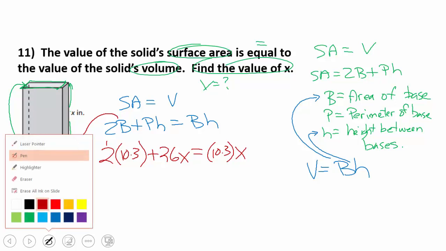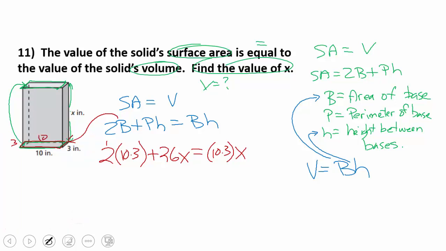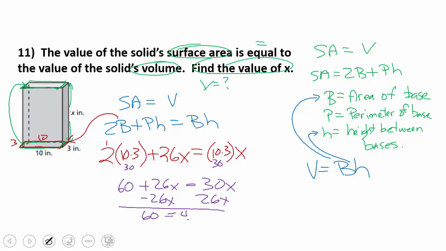Done. Now let's simplify. 10 times 3 is 30. 2 times 30 is 60. Plus 26x. Again, 10 times 3 is 30, and 30 times x is 30x. Now we have an equation with a variable on both sides. It makes sense to move that variable term to the right side. So I'm going to do the opposite and subtract 26x. And I get 60 equals 4x. Dividing by 4, x equals 15.